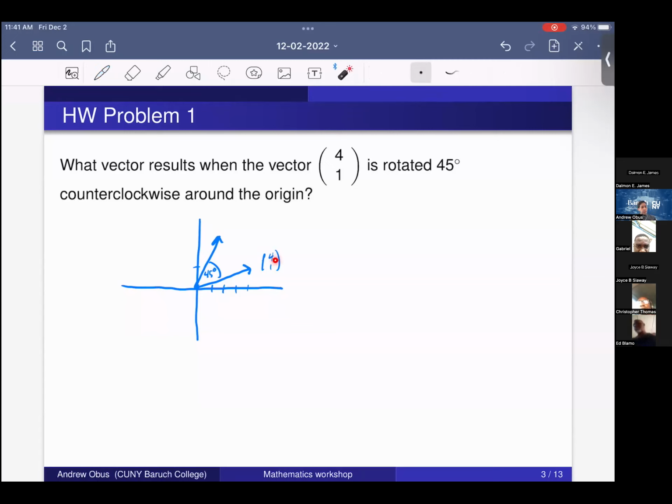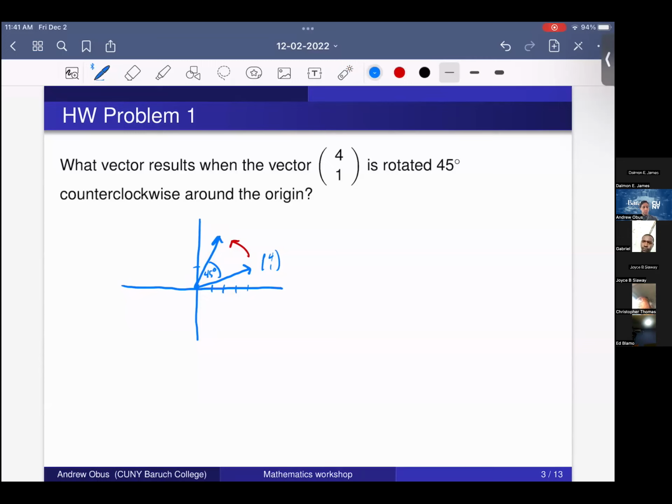So if we're going to rotate (4, 1) by 45 degrees, then we should get a vector that looks like this one, which means it should have positive entries and probably the y entry should be a little bit bigger than the x entry, right? We see that from what this diagram looks like. So it gives us a way to check the work to see if what we wrote down is actually correct.